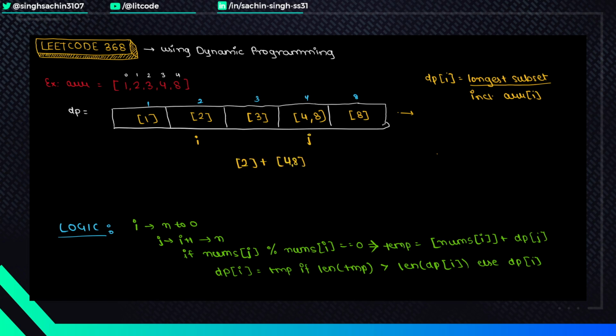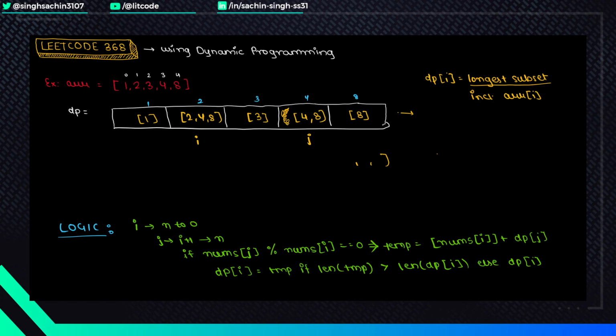So basically we are picking the value stored at this index, which was 4 and 8, and we are adding that to the current solution. So it will end up being 2, 4 and 8, and the length of this is greater than the current value, so we will update the current value with 2, 4, 8. Okay, so this is also done.